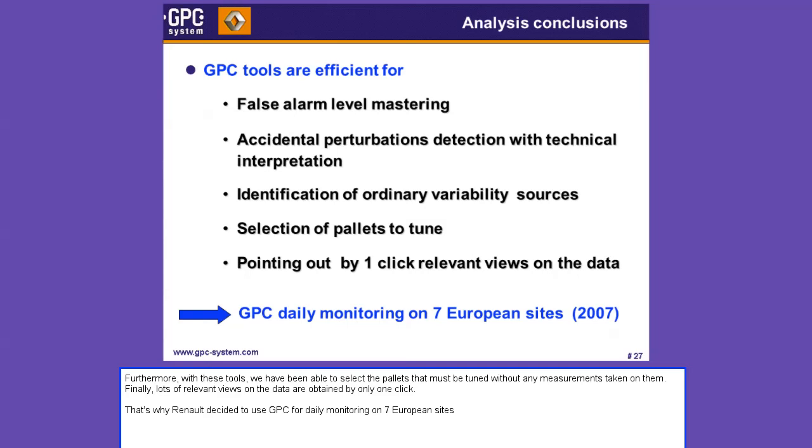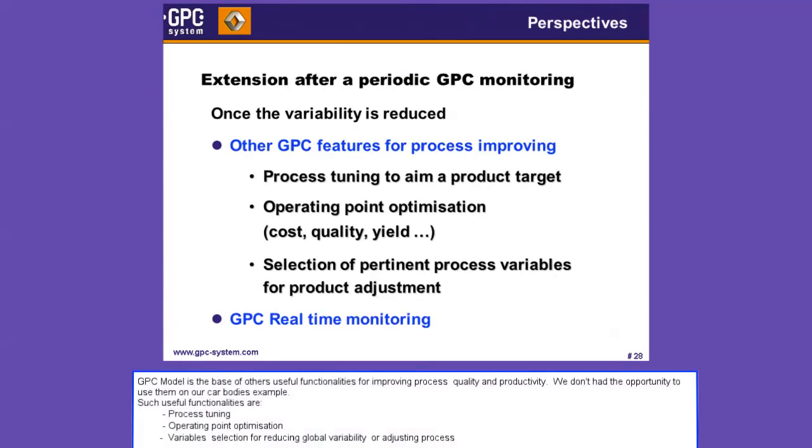That's why Renault decided to use GPC for daily monitoring on 7 European sites. The GPC model is the base of other useful functionalities for improving process quality and productivity. We don't have the opportunity to use them on our car bodies example. Such useful functionalities are process tuning, operating point optimization, variables selection for reducing global variability, or adjusting process.